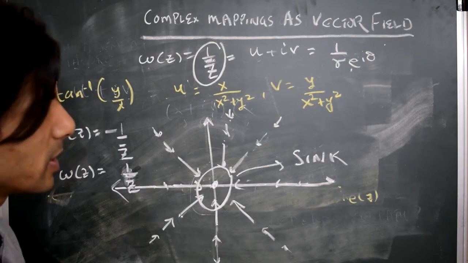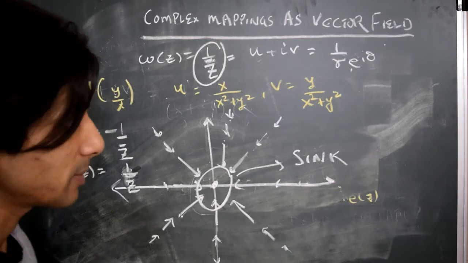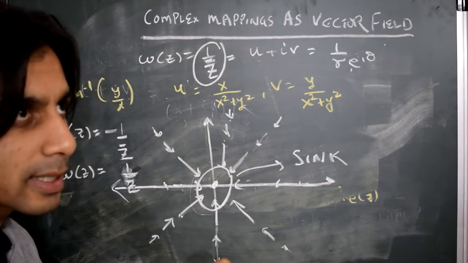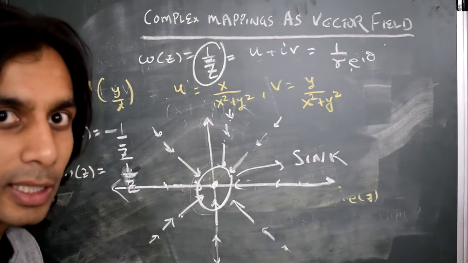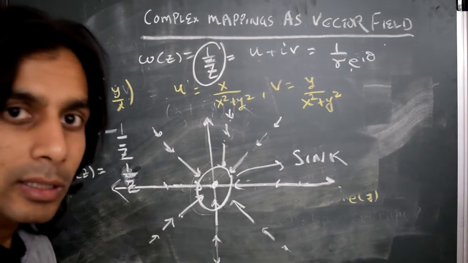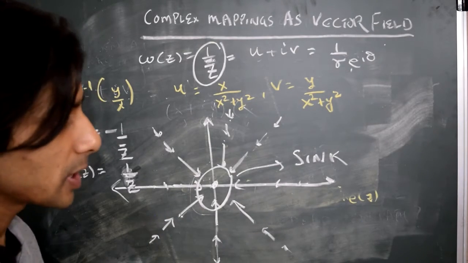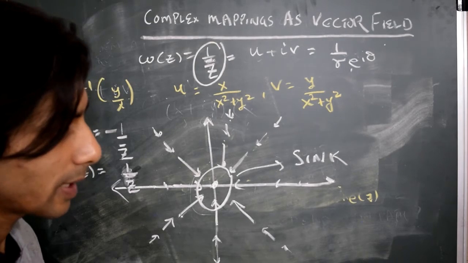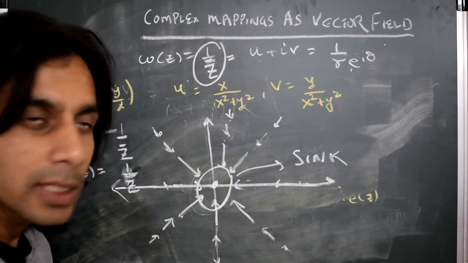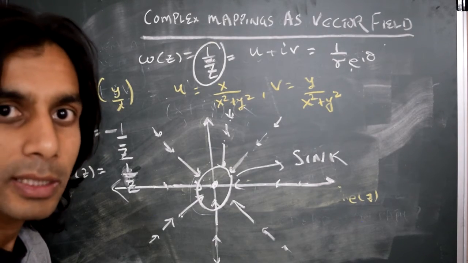So these are some examples of how to draw a vector field associated with a complex mapping, and in particular the idea of a source and a sink is extremely useful when we start thinking about the physical meaning of integrals of complex functions. So we'll come back to these ideas again. This video was just to get us motivated in how to think of complex mappings as vector fields, and we'll see where they come into our discussion of complex integrals very soon.